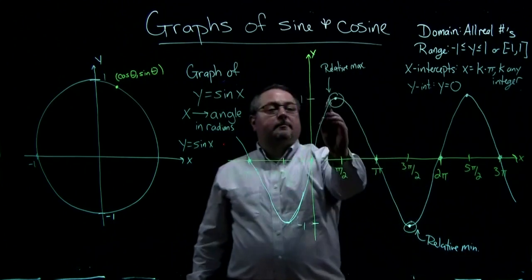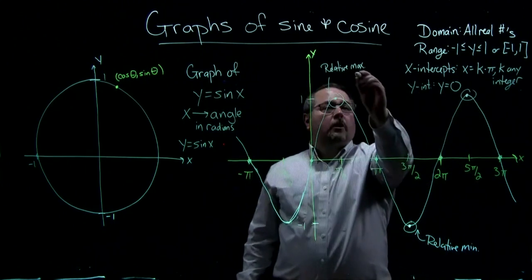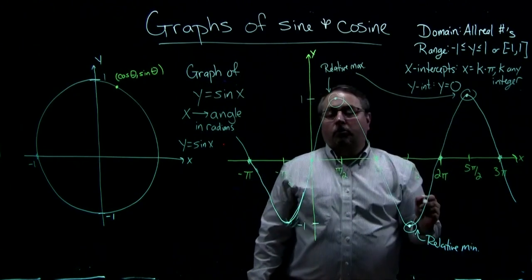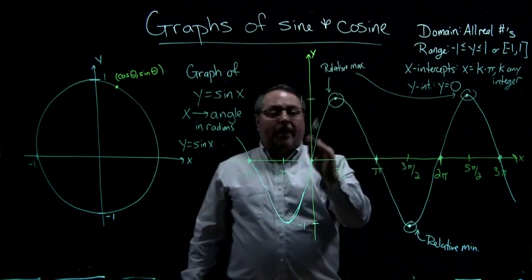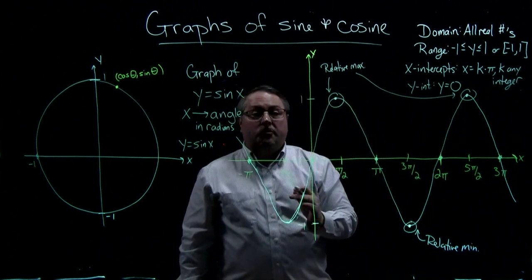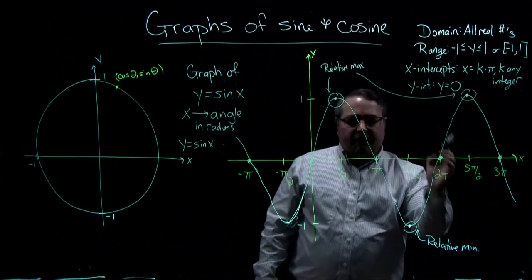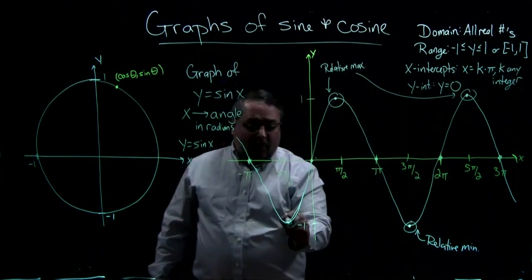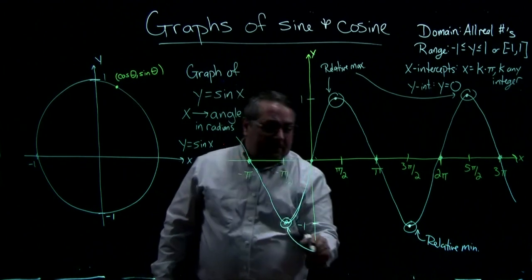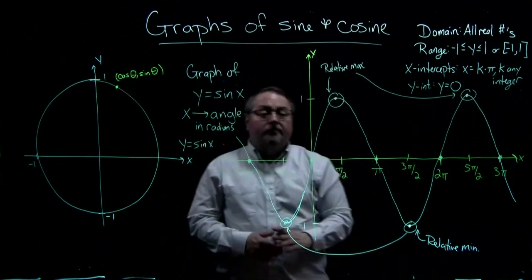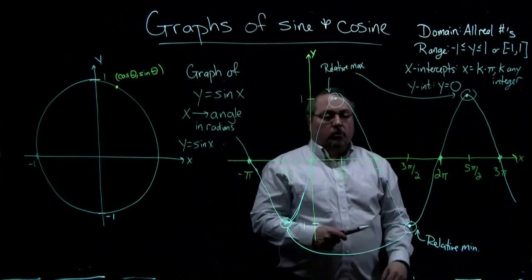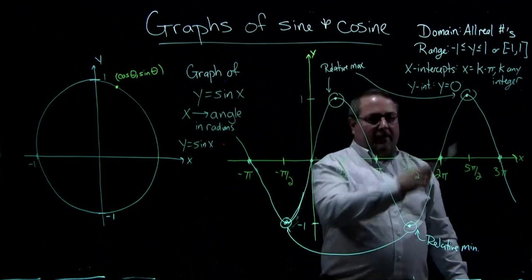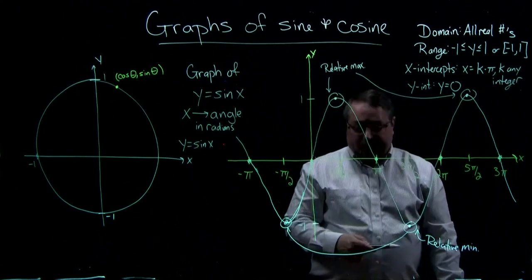Okay, and the relative maxima, the high points of our graph, are going to occur when we're at an angle that's coterminal with pi over 2. So pi over 2 plus or minus any multiple of 2 pi. So pi over 2, 5 pi over 2, -3 pi over 2, and so on. We're going to have a relative minima wherever the sine value is equal to -1. So that's going to be when we're coterminal with 3 pi over 2. So -pi over 2, 3 pi over 2, 7 pi over 2, and so on.